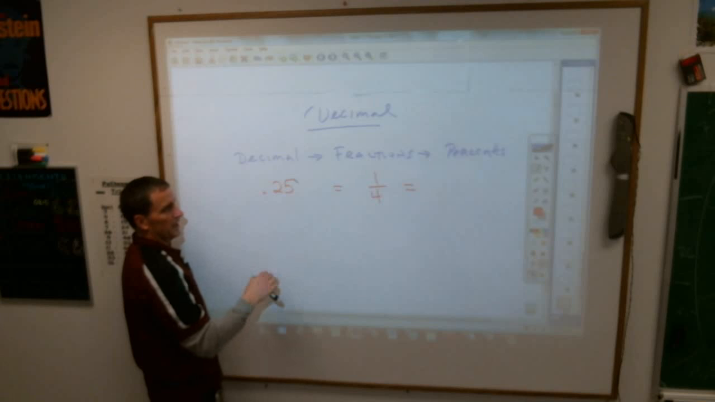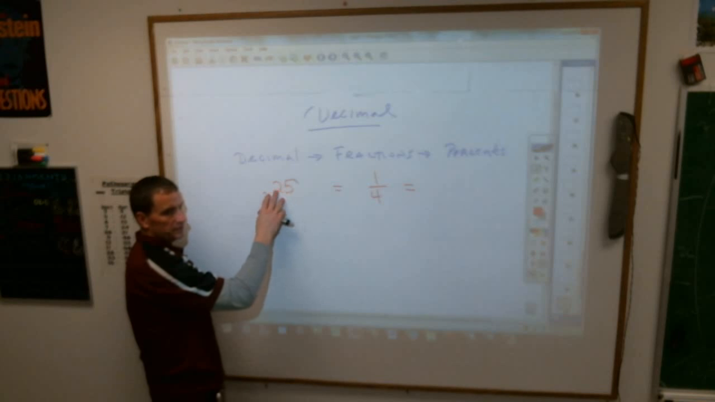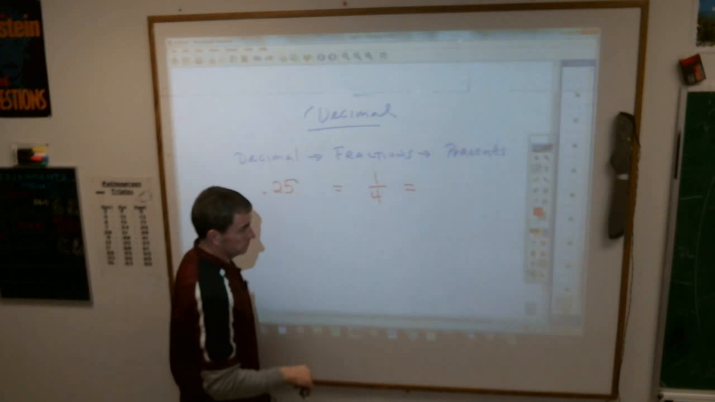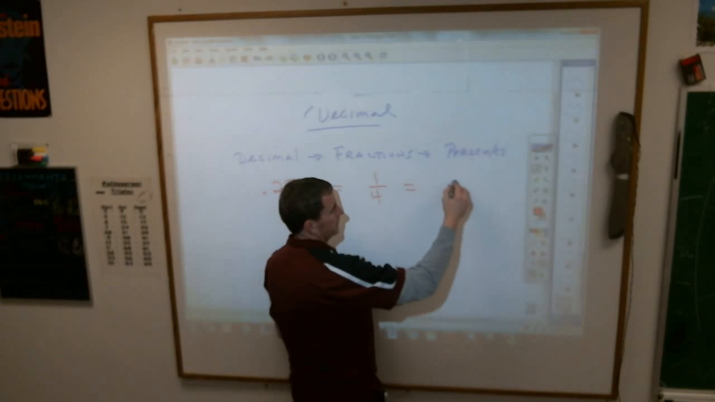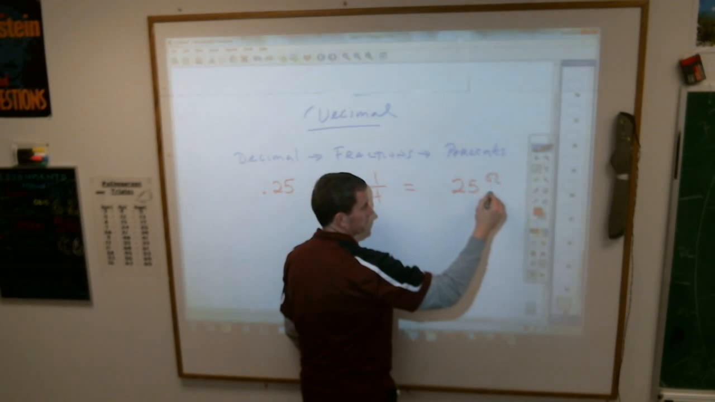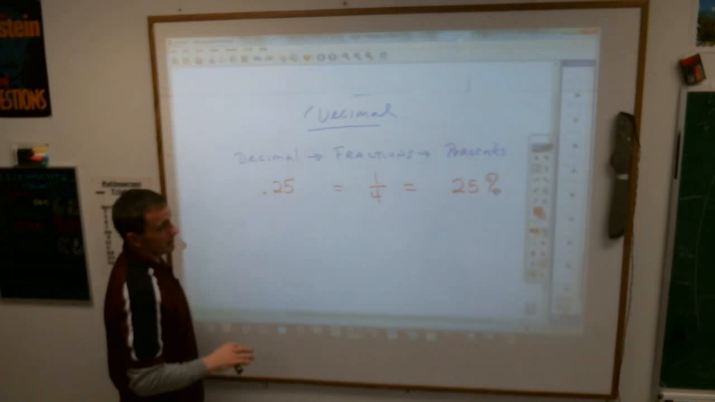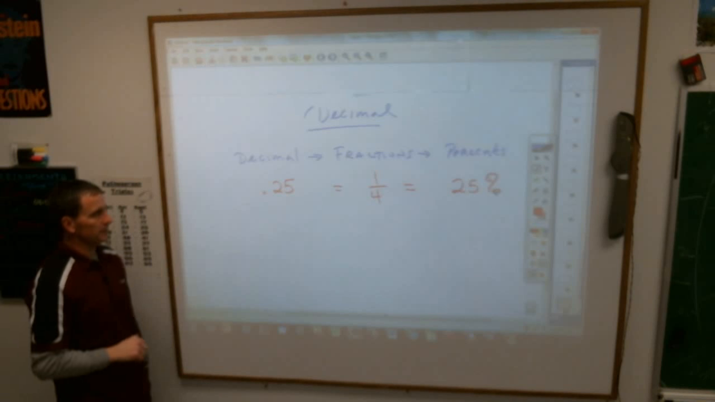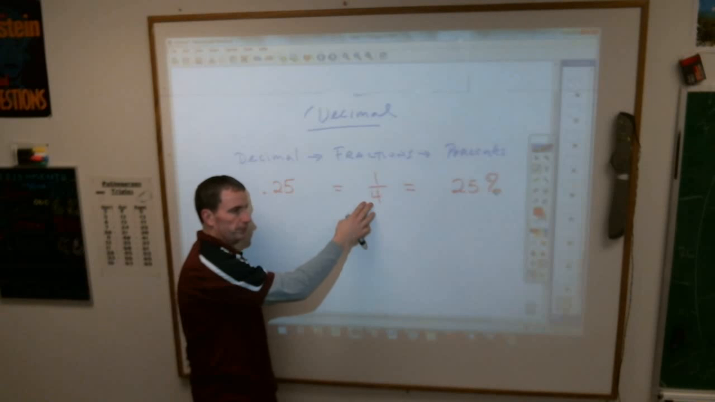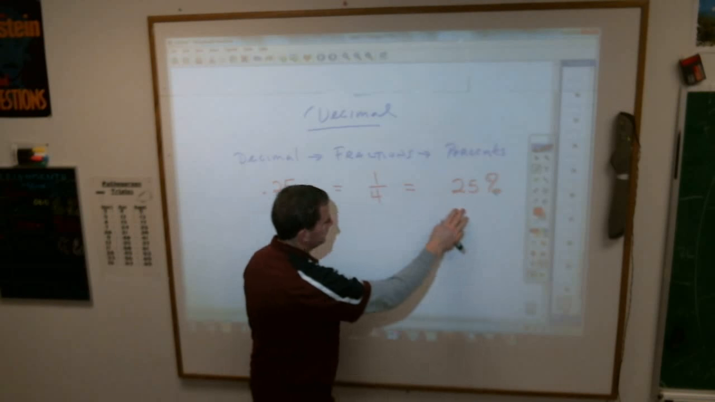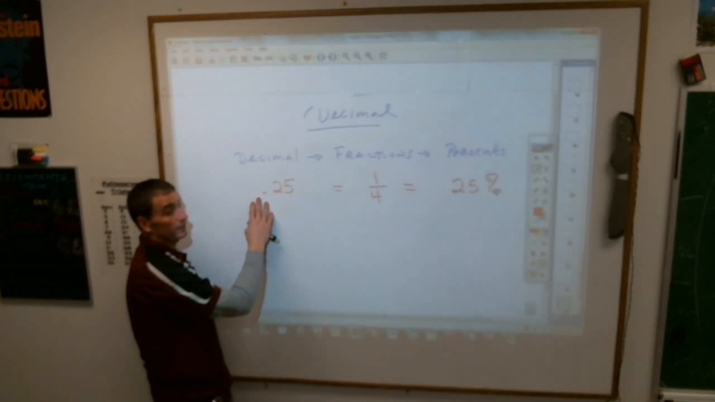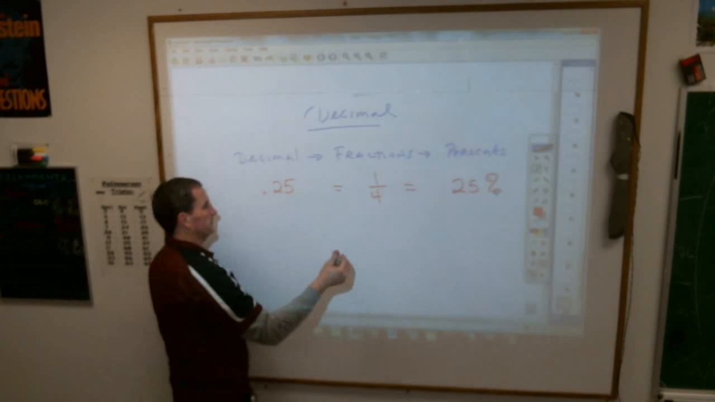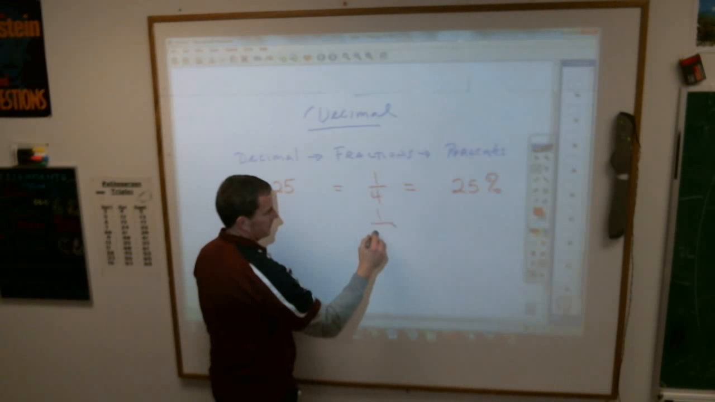And because percent means over 100, and this is 25 hundredths, what percent is 1/4? Yeah, 25%. The book wants you to see that connection, that they all mean the same thing. If you ate 1/4 of a pizza, you ate 25% of a pizza, and you also ate 0.25 or 25 hundredths of a pizza.